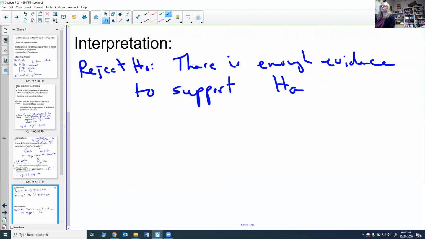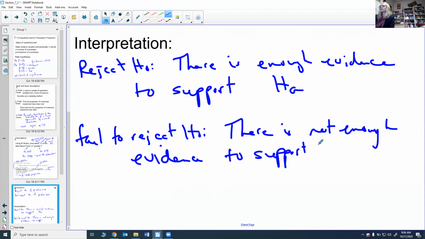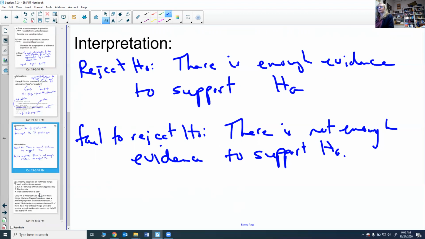And then if you fail to reject, then there is not enough evidence to support HA. And again, we're trying to support or not support HA. So you want that to actually be the way you write that conclusion. And that's basically the steps of your hypothesis test.